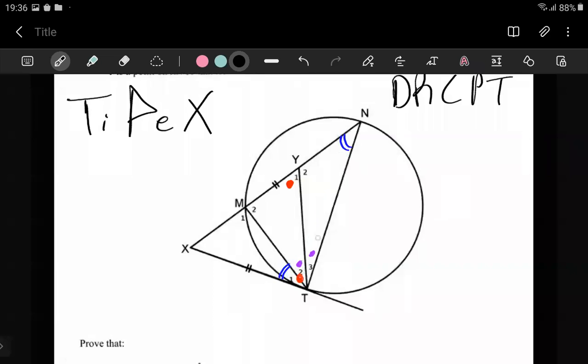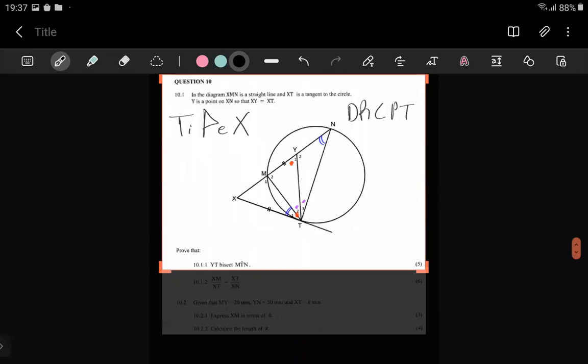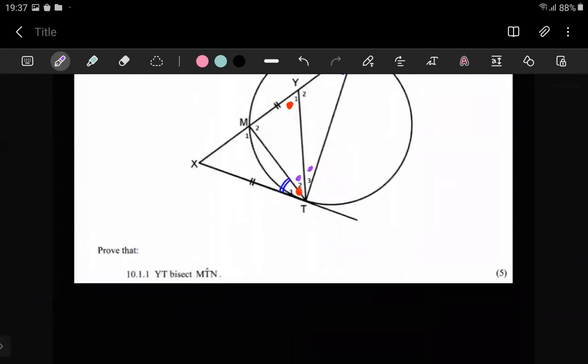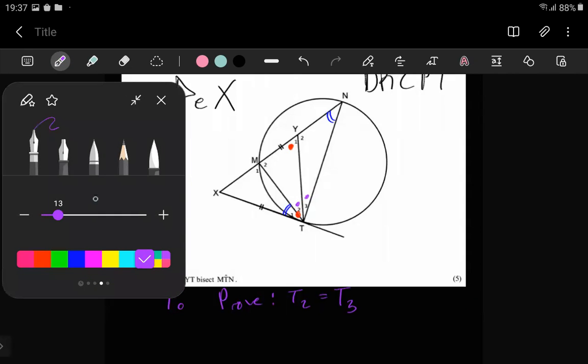So without getting too caught up in the mess of what we're trying to do, our job here is simple. We just need to find a way of showing that T2 is equal to T3. That's what we need to do. So again, without struggling too much, always lean towards what you can already see on the sketch and use that information.